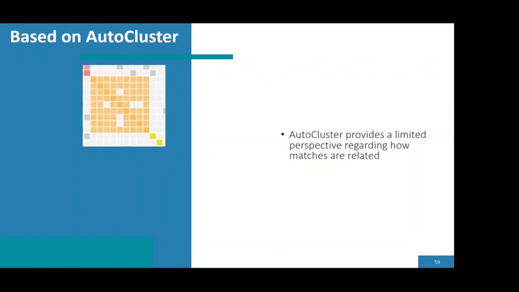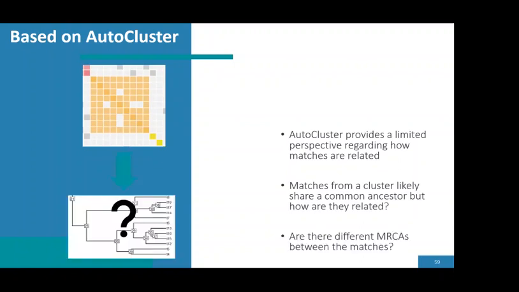But if you have the AutoCluster, you are not always sure how the generational levels of the matches underlying this cluster are related. In essence, the AutoCluster represents only a limited perspective regarding how matches are related. It's like a flattened perspective. We know that they are likely to share common ancestors, but how is everybody related to each other? Are there different common ancestors? Is there a central common ancestor, or are there some variations within the cluster?